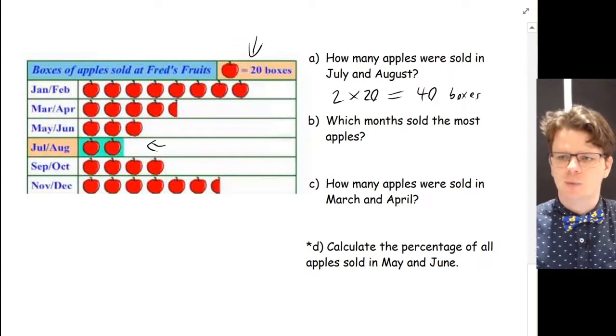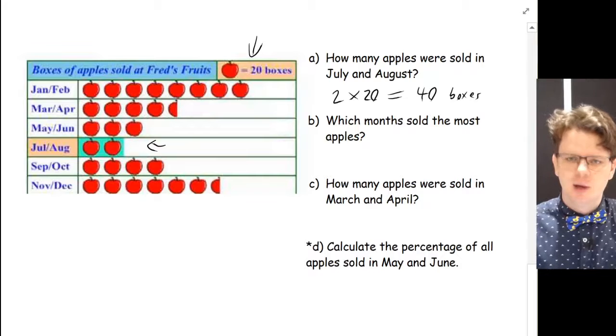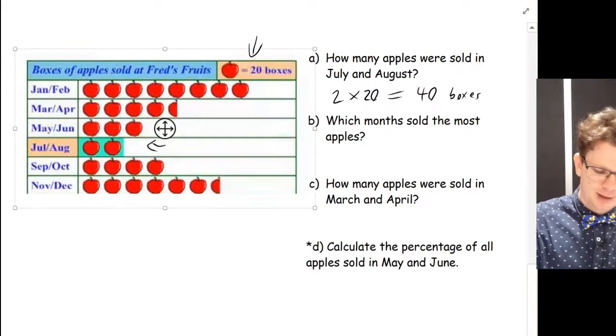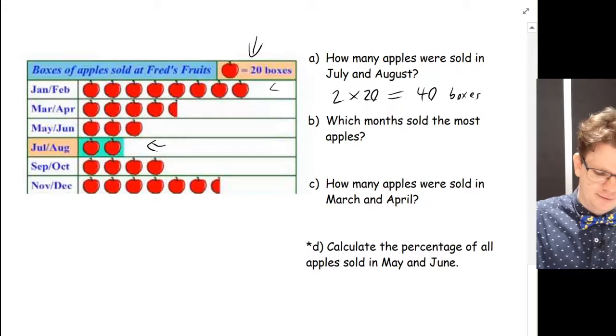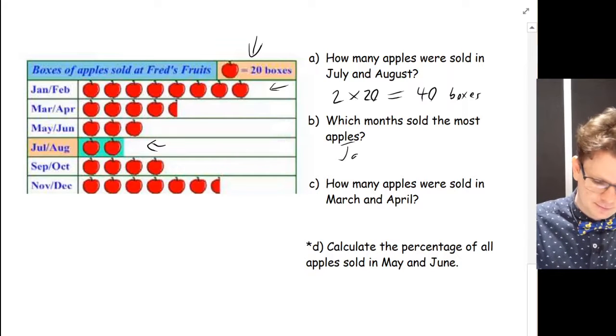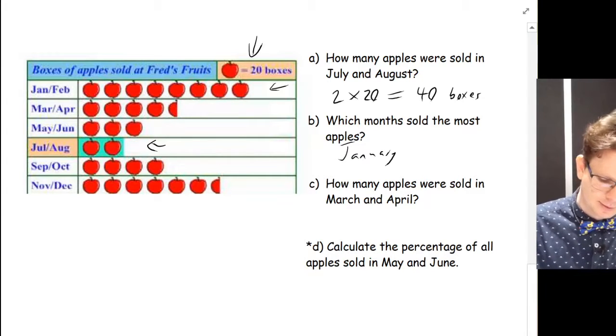Alrighty, what about the next one? Which month sold the most apples? Well, let's look for the big one. That would be Jan and Feb. We could see that. January, February.